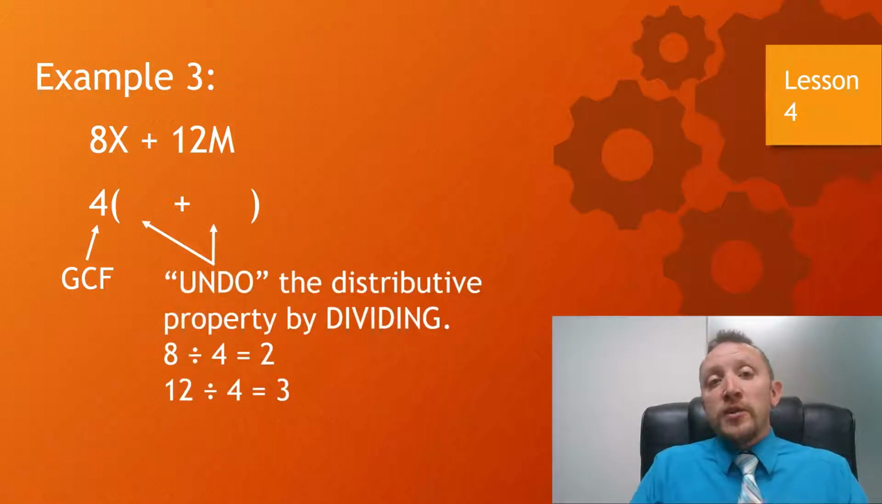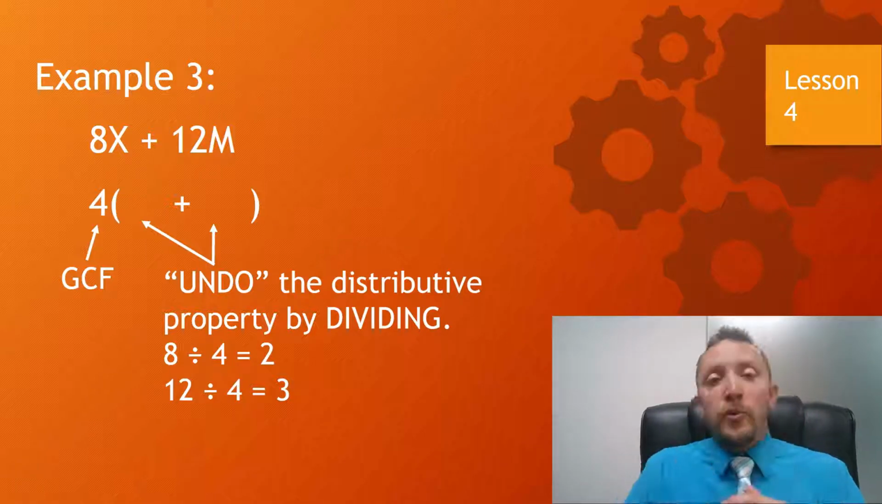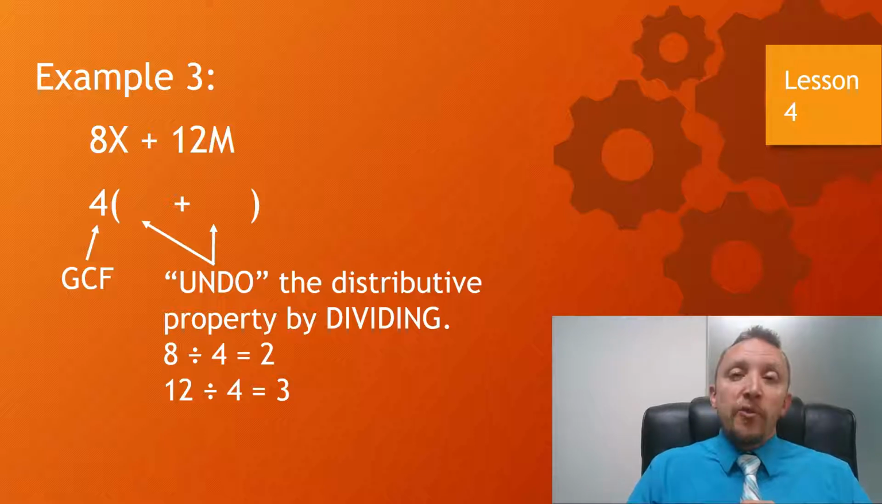Now inside the parentheses, we're undoing the distributive property by dividing. Because with the distributive property, we would multiply all the numbers in the parentheses by whatever's outside of there. So if we're going to undo it, we're going to divide. Now what are we going to divide? We're going to take 8 divided by 4, which is 2, and 12 divided by 4, which is 3. And how is that going to look? Well, we would have 2x, and then we would have 3m.